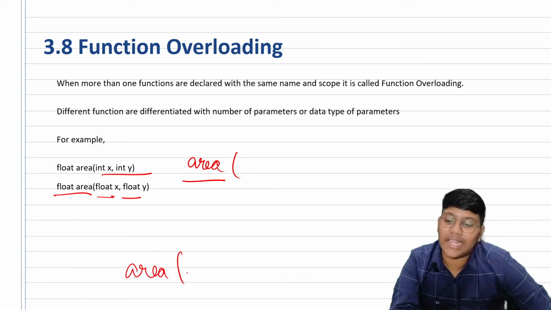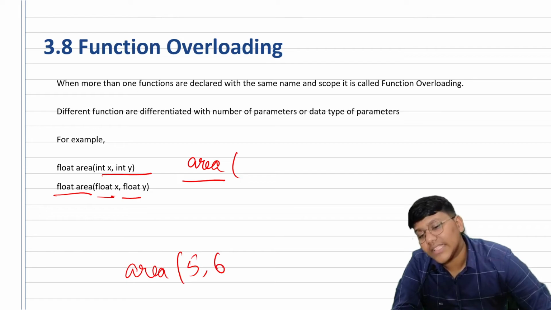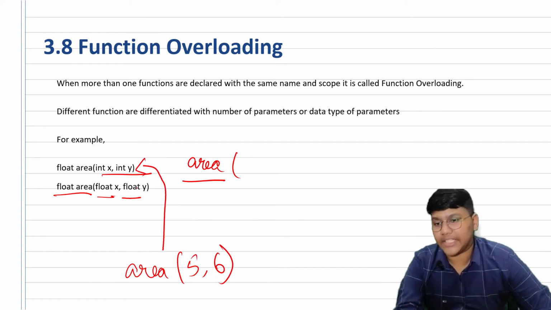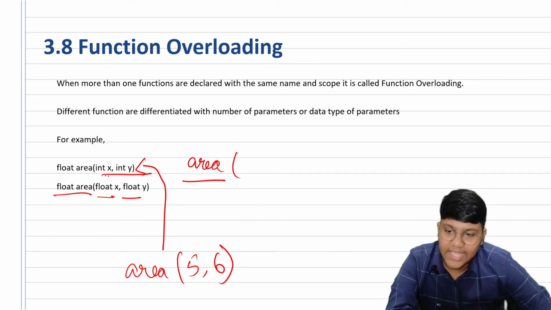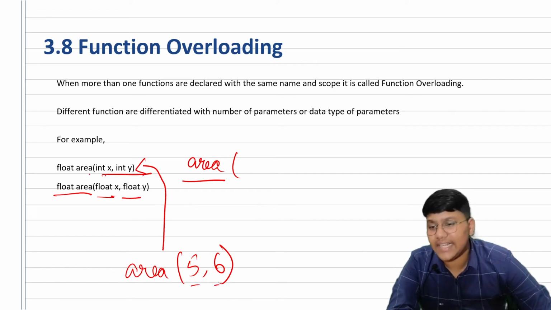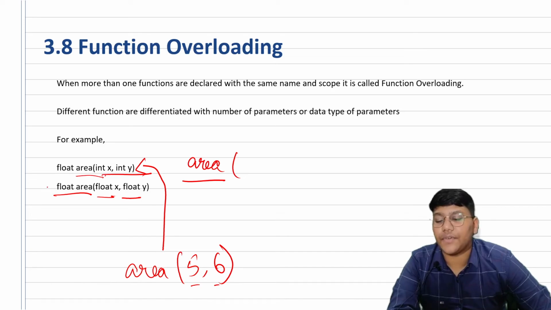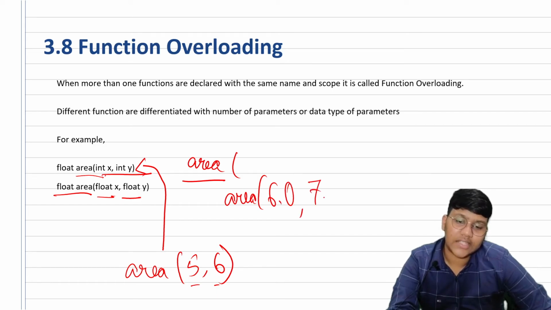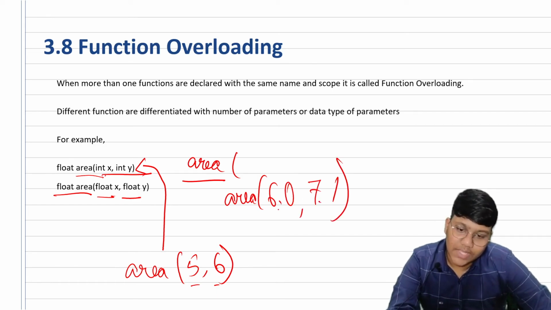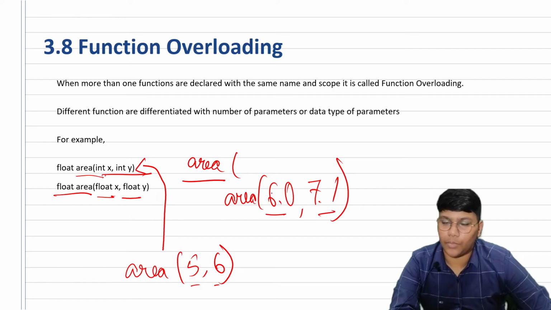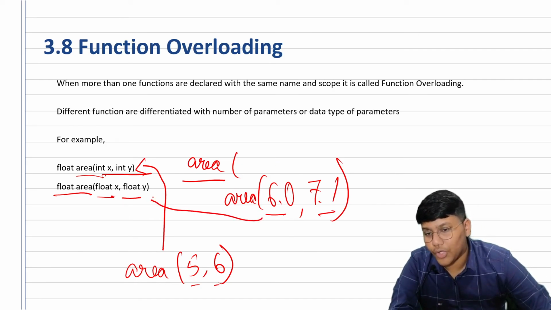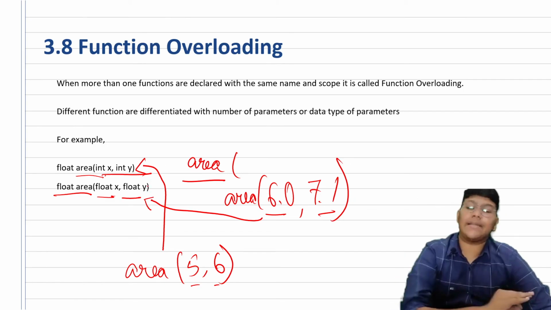You just have to call area(5, 6). It will run the first method because the parameters are matching: 5 is int, 6 is int. So the first method will be run. But if you write area(6.0, 7.1), here both are floating point, both are in decimals, so both become float data type. So here the second method will be run.